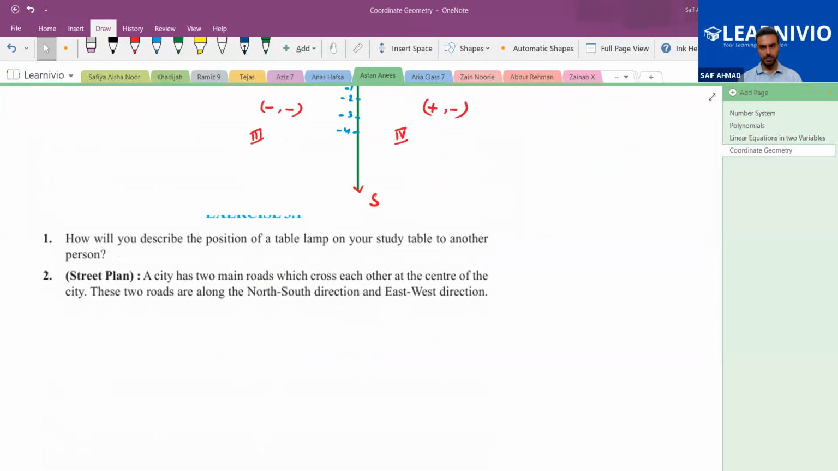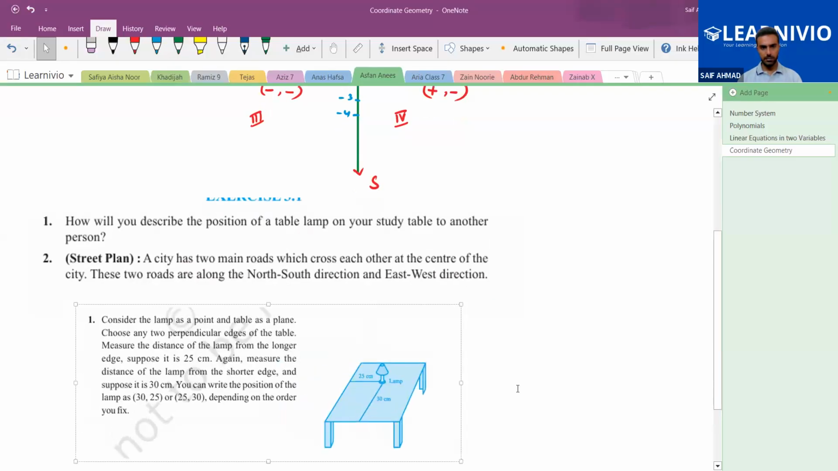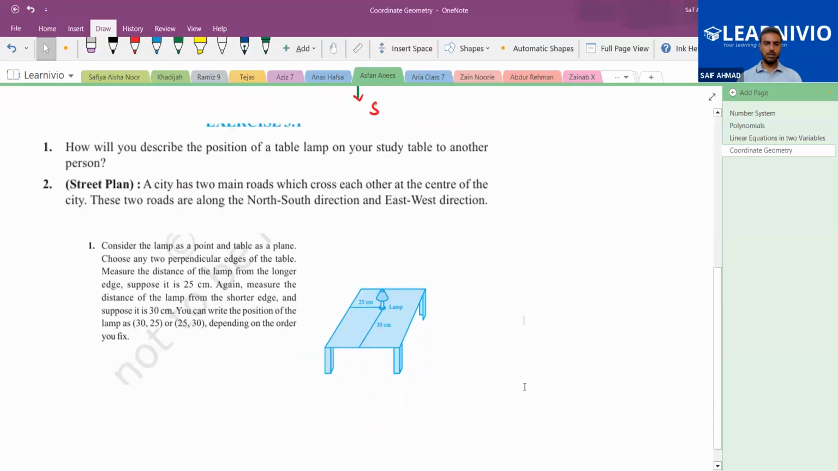See this. Consider the lamp as a point and the table as a plane. For example, this table lamp is here. Choose any two perpendicular edges of the table. We have to choose two perpendicular edges. This is the x-axis, and this is the y-axis. And this is the origin point. The coordinate of the origin point is 0, 0.